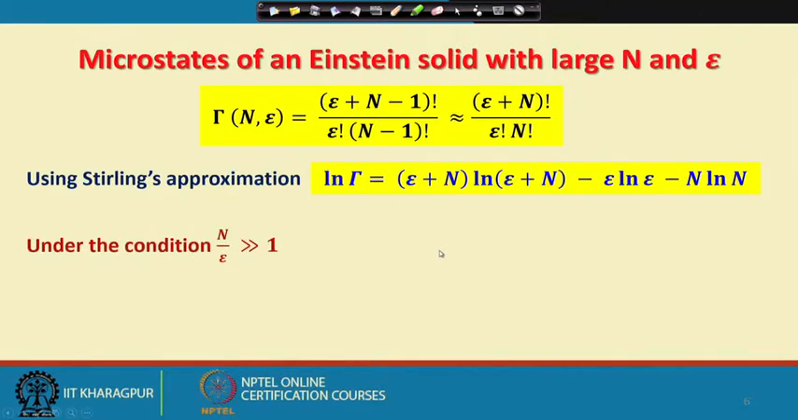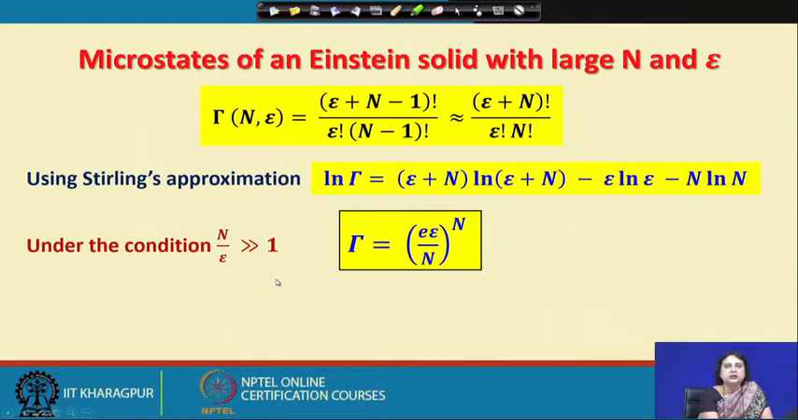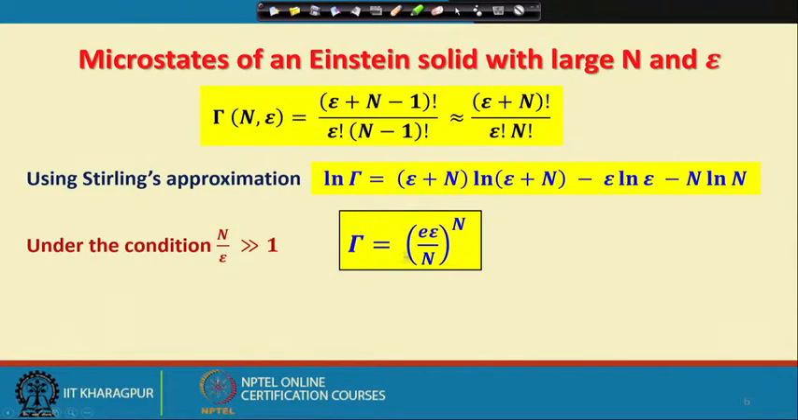Now, if I consider this condition that N by epsilon is much greater than 1, then it is possible to rewrite this expression as gamma equal to this number to the power of N. Now, as you see, in this case, this is a limiting behavior where I have both N and epsilon large, but here I have assumed that the amount of energy available is such that this ratio will always be greater than 1.